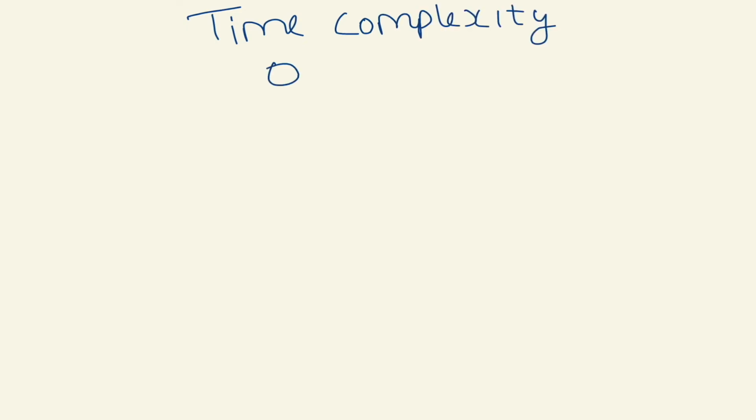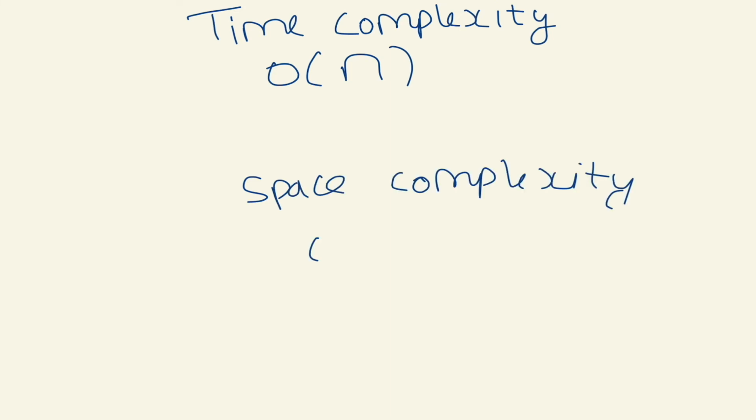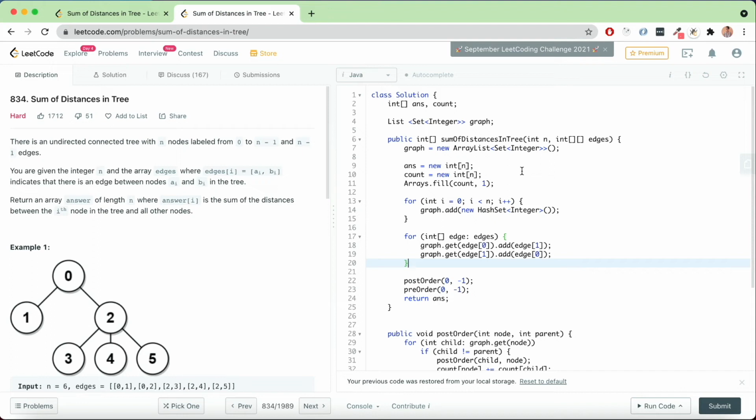Let's see the time complexity for this solution. So the time complexity will be O of n, because we are traversing the tree, and the space complexity will also be O of n for storing the answer at a particular node, meaning the sum of distance from that node. Let's understand the solution for this problem. So here I have defined answer and count. Answer is for storing the sum of distance from nodes, and count will be the subtree counts.